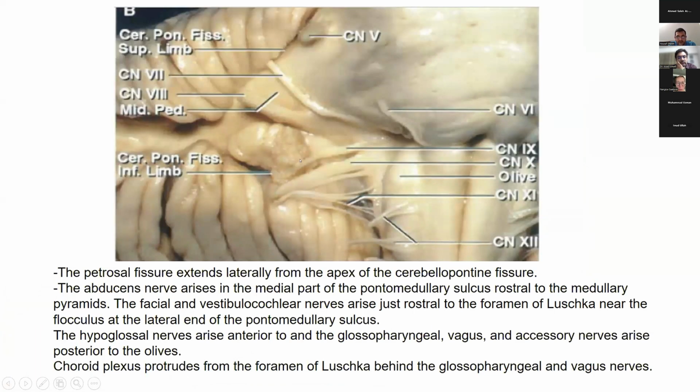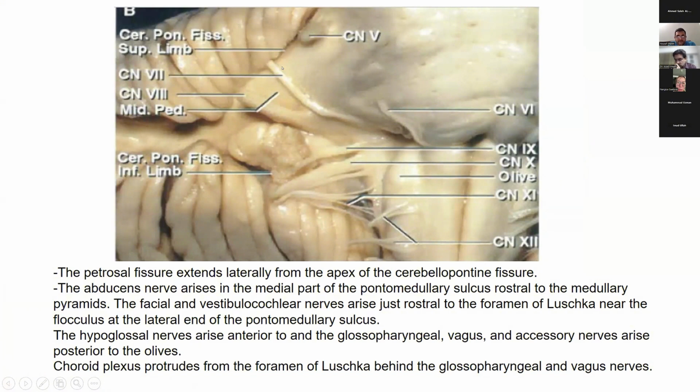Again, a magnified view of this surface, that is the petrosal surface, showing the petrosal fissure. This is the petrosal fissure, the apex of the cerebellopontine fissure with its superior limb and inferior limb. The abducens nerve, that is the sixth nerve, here it is. It arises in the medial part of the pontomedullary sulcus.